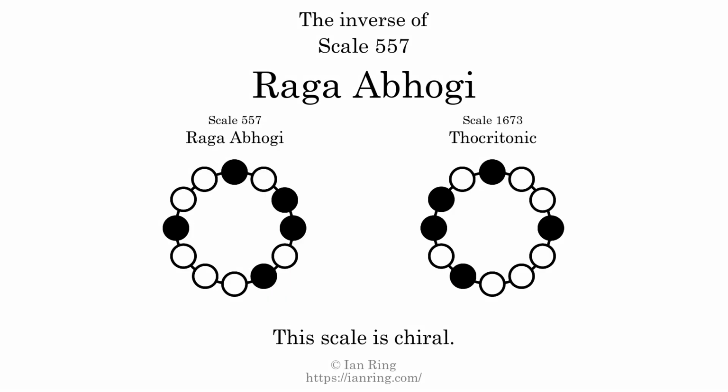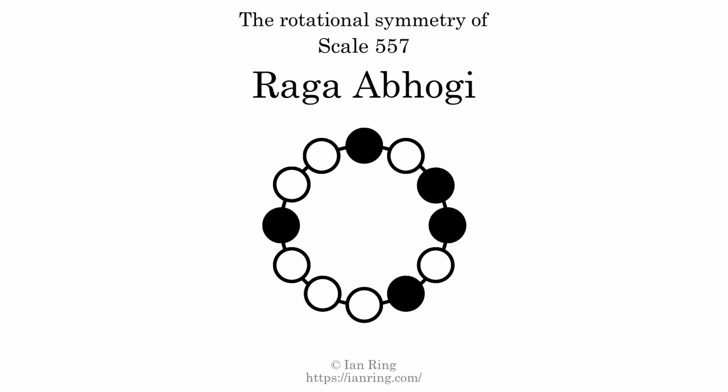The inverse of a scale is a mirror image. It is what you get when the sequence of intervals is reversed. The inverse of this scale is scale 1673, also known as thocratonic. This scale is chiral. It cannot transform into its inverse by rotational transformation. This scale has no rotational symmetry.